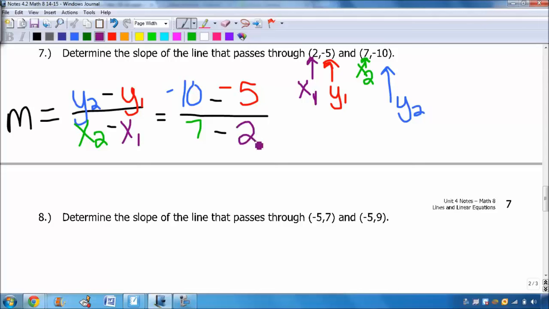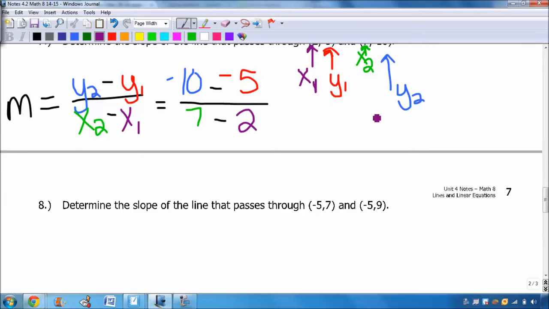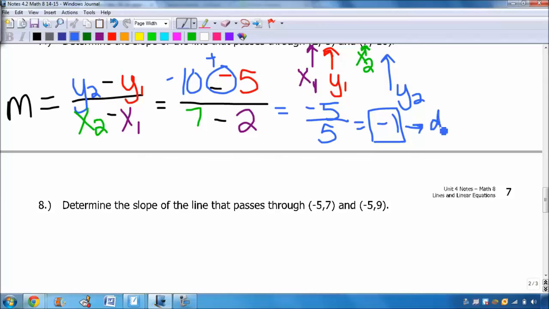So once you've identified this information right here, the rest you just got to plug and chug in your information, okay? So this will turn into a positive, right? So you get -5 over 7 minus 2 is +5, so you end up getting -1. So my slope is -1 over 1, which means that it would go down 1, because that's my rise, okay? And then it would go to the right 1, because that's my run, okay? Because this is technically -1 over +1.